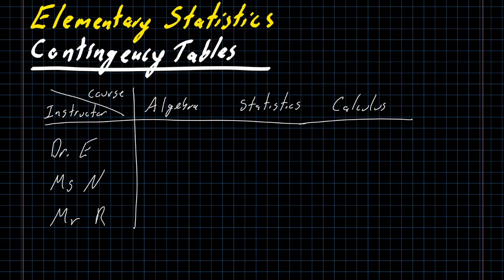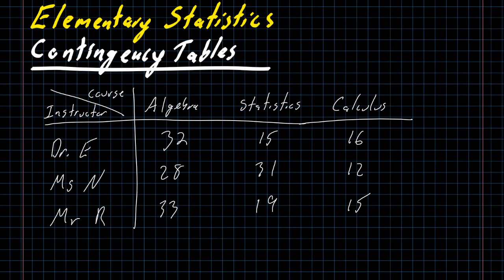So Dr. E has 32 algebra students, 15 statistics students, and 16 calculus students. Ms. N has 28 algebra students, 31 statistics students, and 12 calculus students. Mr. R has 33 algebra students, 19 stats, and 15 in calculus. And so our question is, are these distributions the same?